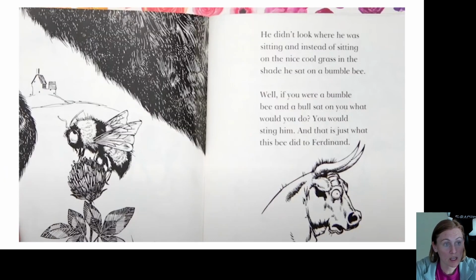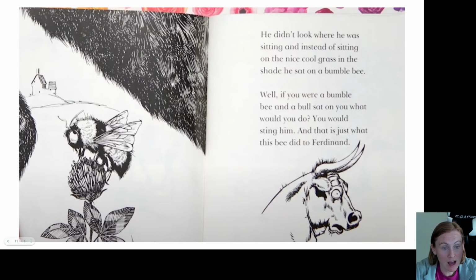He didn't look where he was sitting, and instead of sitting on the nice cool grass in the shade, he sat on a bumblebee. Well, if you were a bumblebee and a bull sat on you, what would you do? You would sting him. And that is just what this bee did to Ferdinand.